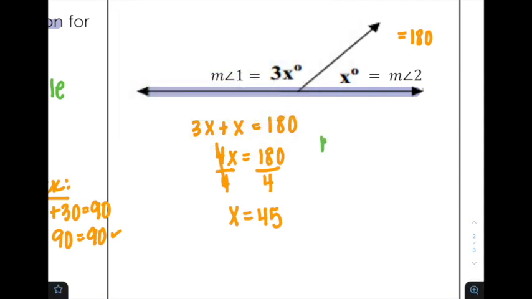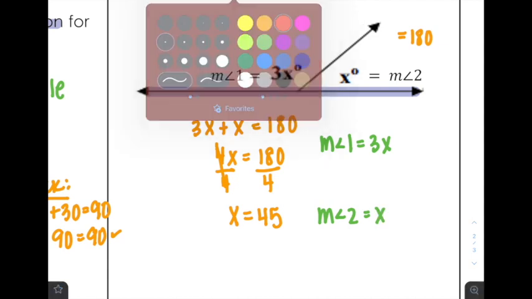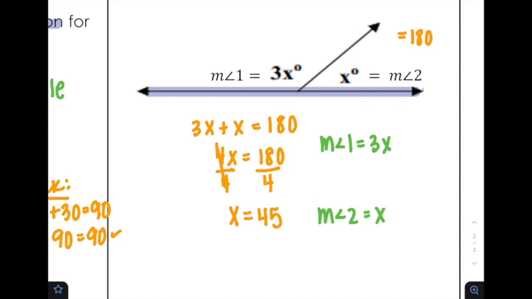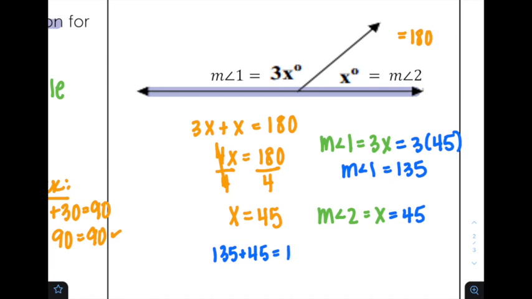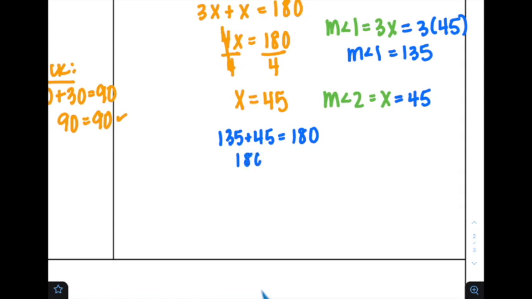And again, in order to find my angle measurements, I'm substituting this in. If I have 3x as the measure of angle 1, it's going to be 3 times 45, and x is just going to be 45. So the measure of angle 1 is 135. And you can also, again, like I said, always check. 135 plus 45 should equal 180 degrees. When I balance this out, 180 equals 180, and that checks out.